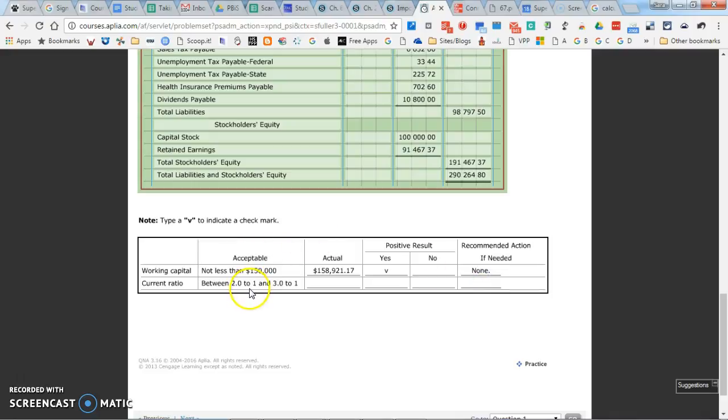Current ratio, using the same numbers, only this time we are dividing. So current assets divided by current liabilities. We're going to get 2.61 to 1. So yes, that would be acceptable. So once again, none. So we now have that completed. You can go ahead and start on 22.3 on your own.